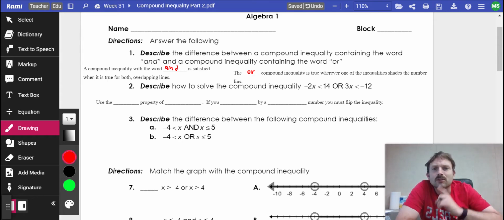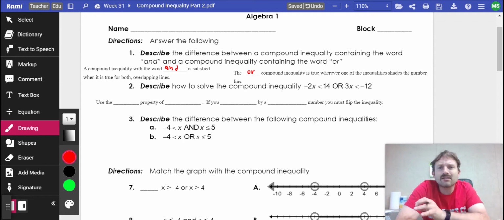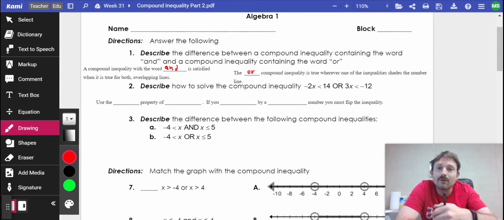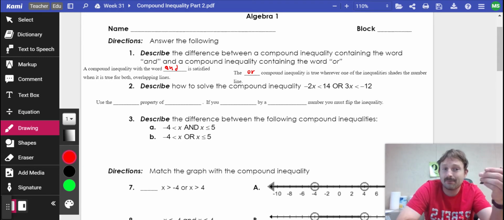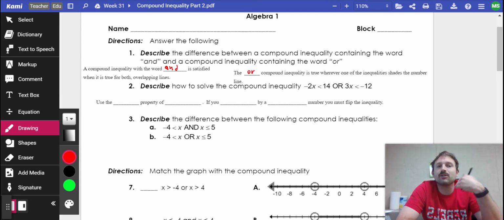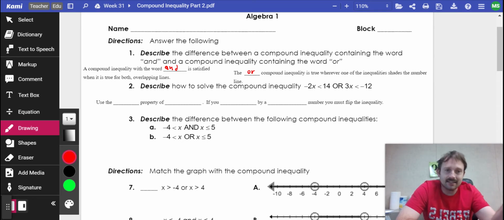So question 2. Describe how to solve the compound inequality: negative 2x is less than 14, or 3x is less than negative 12. I'm going to give you the hint, but this is not the answer. You have to actually go through the work and describe it. Like if you have to add 2 to both sides, then you don't say, "I'm going to use the addition property" and leave it like that. You have to say, okay, I'm going to add 2 to both sides because I'm using the addition property. Then I get this result.